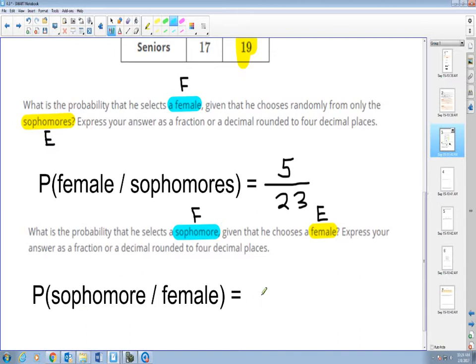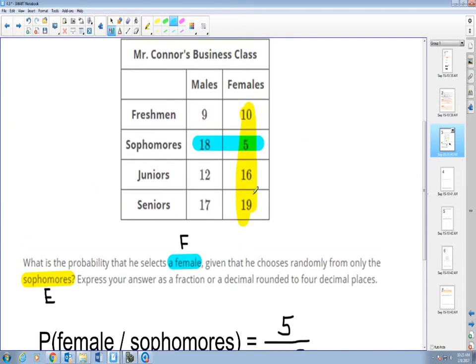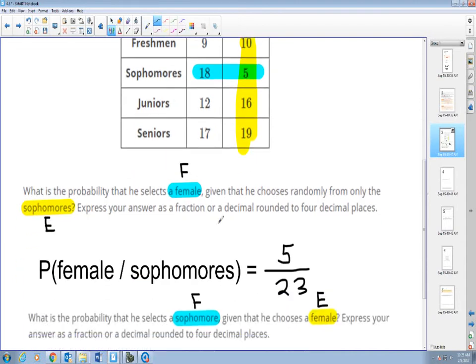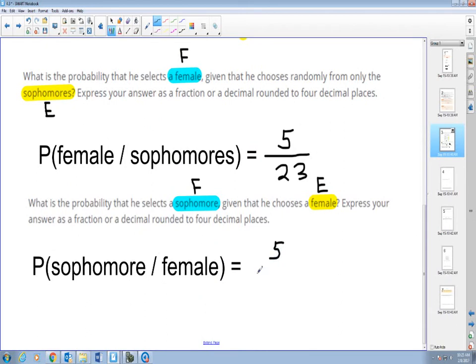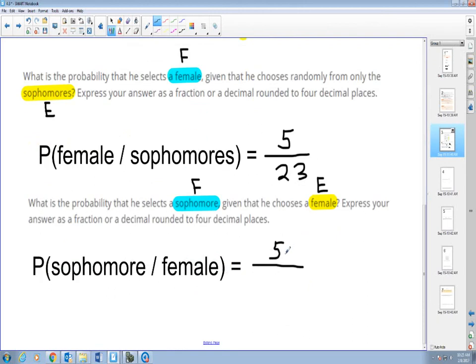It's got to be E and F on top divided by the probability of the first event, and the first event is being a female. So being a sophomore and a female is 5 students out of the probability of the first event, which is female, and female is all the way down here, 10 plus 5 plus 16 plus 19 is 50. So that means there are a total of 50 ways I can choose female. 5 of them is the overlapping outcome. So that would be 1/10, 10%.